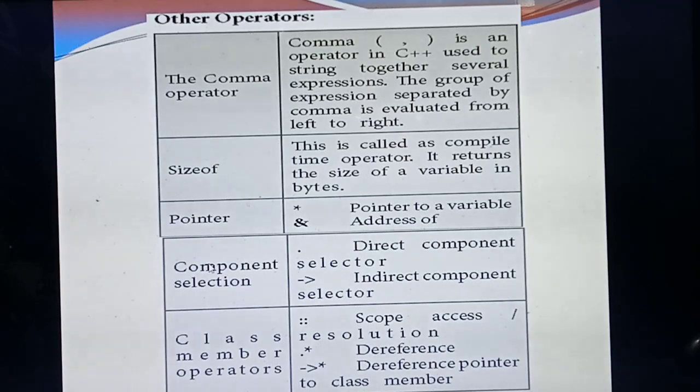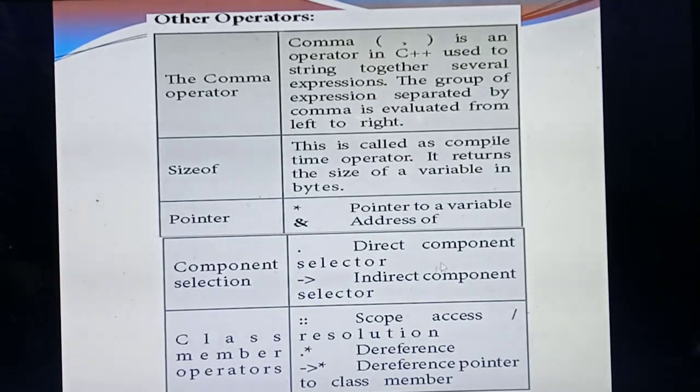Next one is component selection. What's the next operator? Component selection. There are two symbols used for the component selector. What are they? Dot as well as the arrow mark. Dot is used for direct component and arrow mark is used for indirect component. Which symbol is for the direct component selector? Dot. Which is for the indirect component selector? Arrow mark.